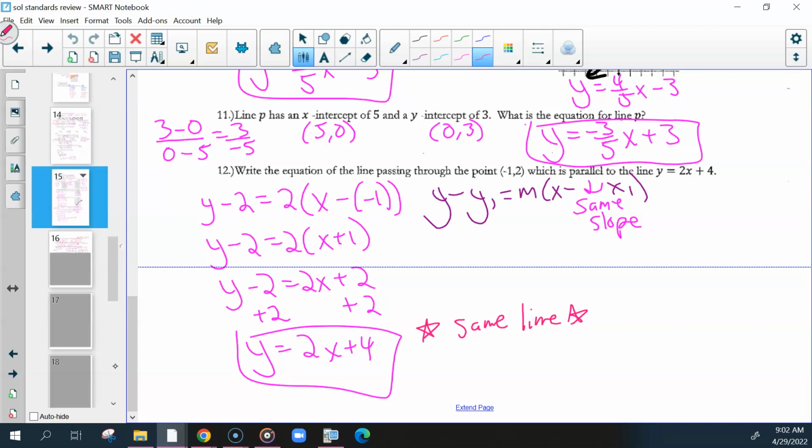So doing this algebraically, we would need to take the point they give us and the slope that would be the same and put it into this format. The arrow's not part of that format.